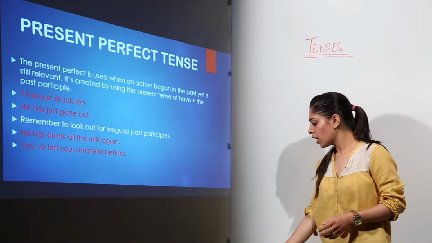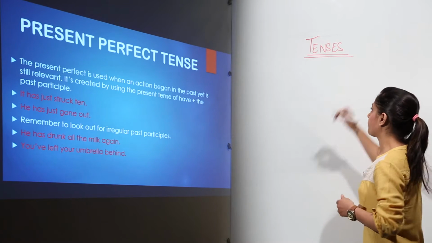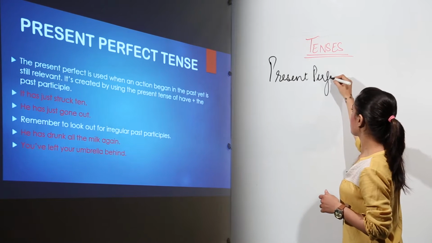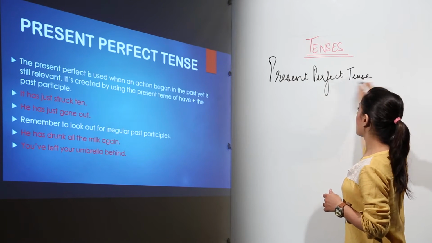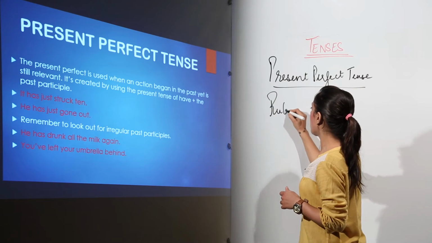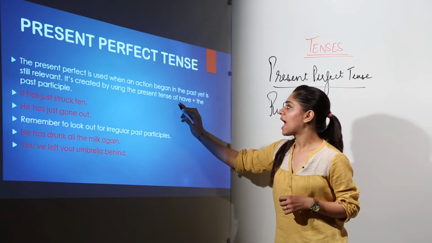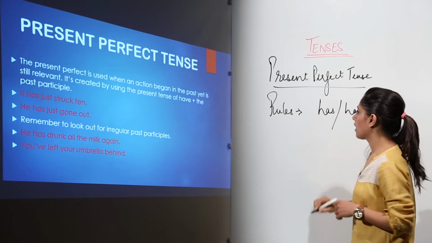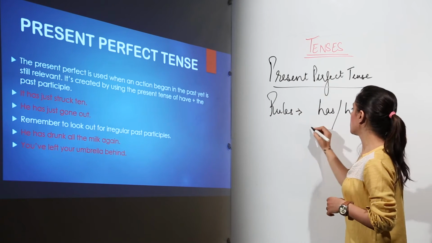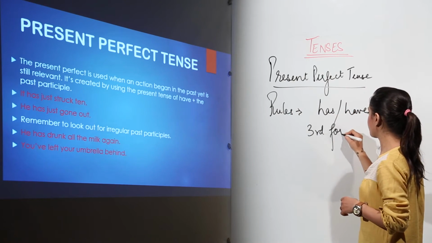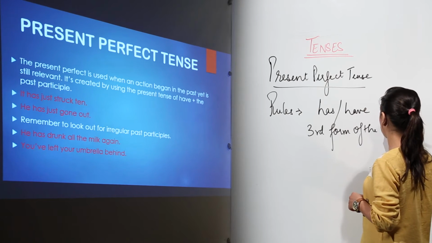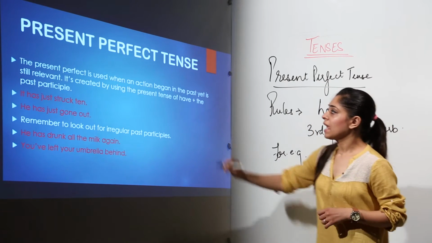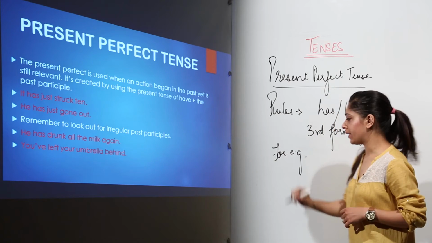Let's explain it on the board with a little example again. For present perfect tense, the rules that we follow are, we use has or have, and for the verb we use the third form of the verb. For example, let's take an example from the screen itself. It has just struck 10.